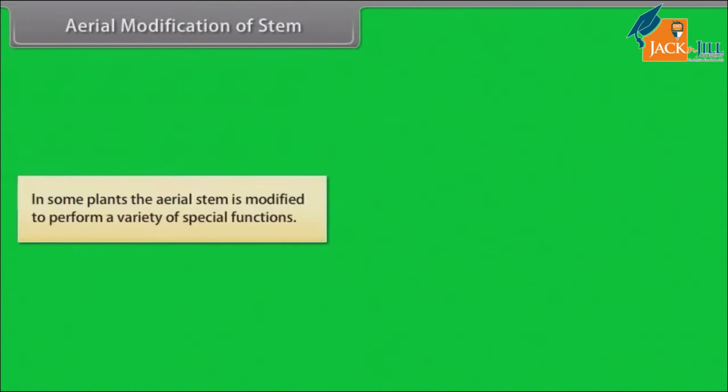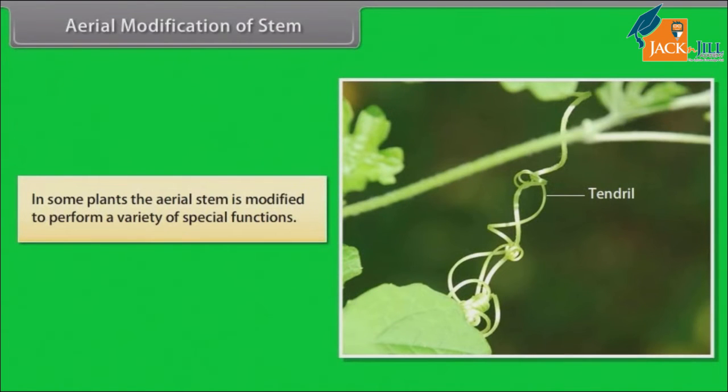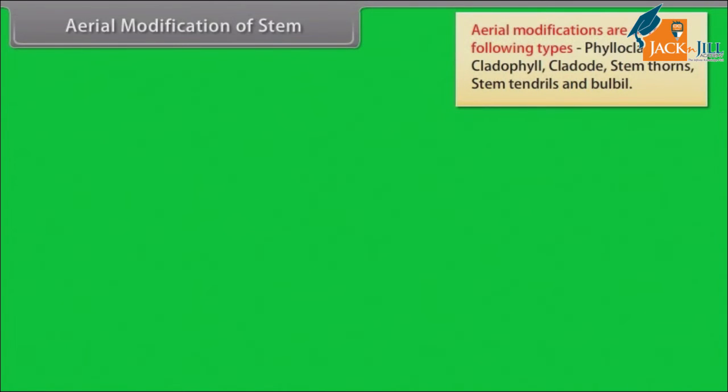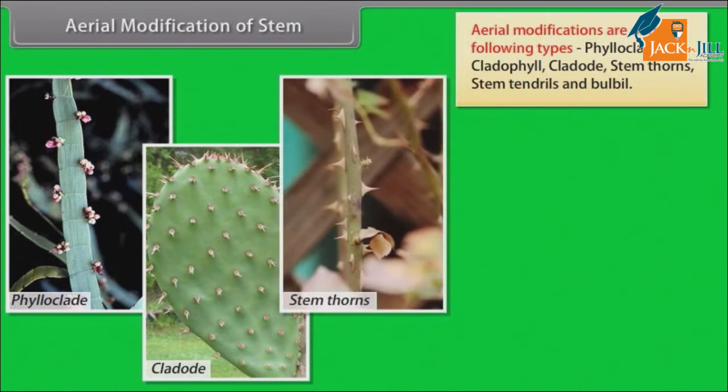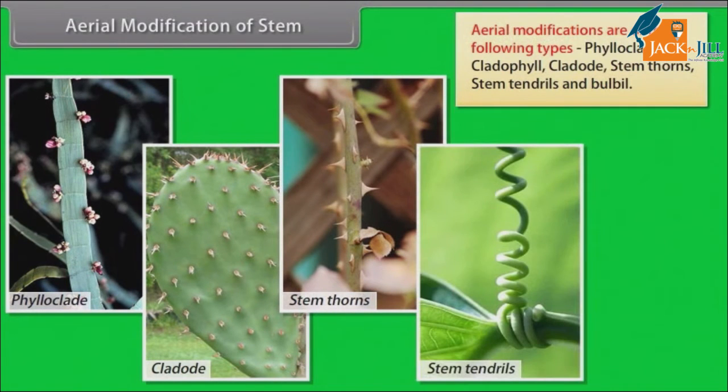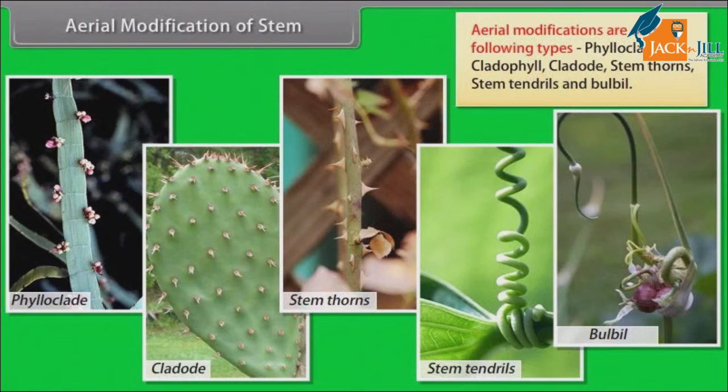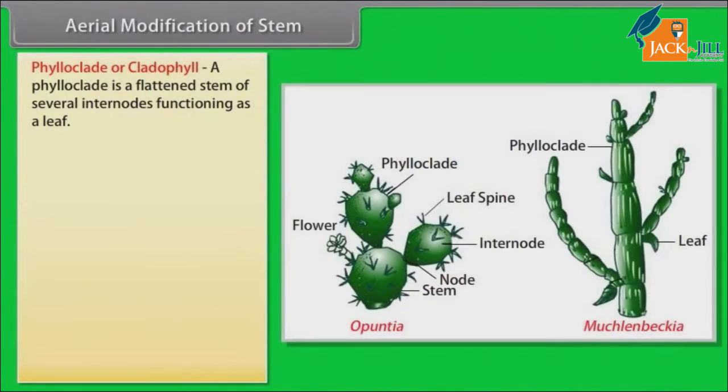Aerial modification of stem. In some plants, the aerial stem is modified to perform a variety of special functions. Aerial modifications are of the following types: phylloclade or cladophyll, cladode, stem thorns, stem tendrils, and bulbil. Phylloclade or cladophyll. A phylloclade is a flattened stem of several internodes functioning as a leaf.